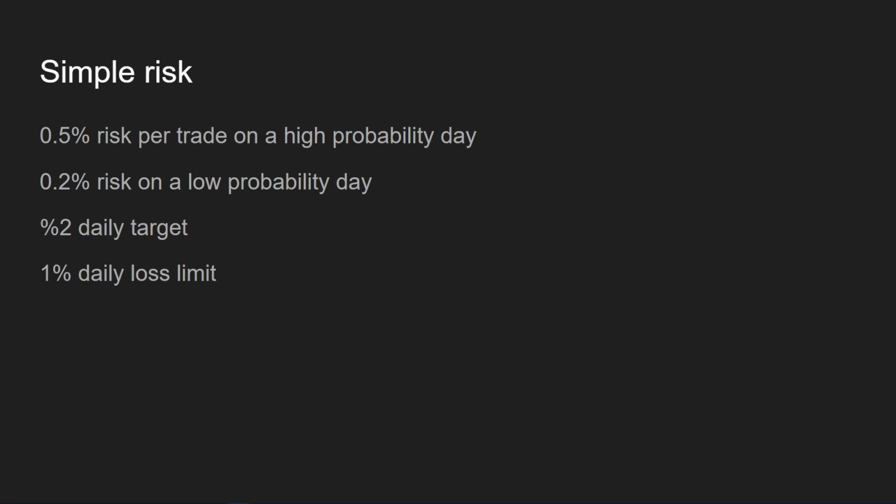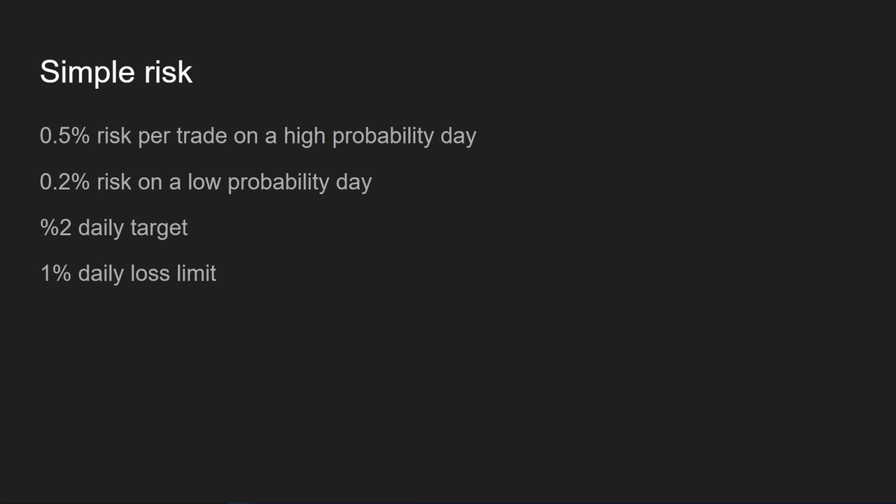So 0.5% risk per trade on a high probability day. That's still a lot. 0.5 is a lot. You don't even need to do that. But for example, for me, 50K account, if it's a high probability day, I'll risk $250 per trade. If it's a low probability day, and for example, like I explained in my last video, London session already had the distribution, then I'm going to cut risk and only do 0.2%.